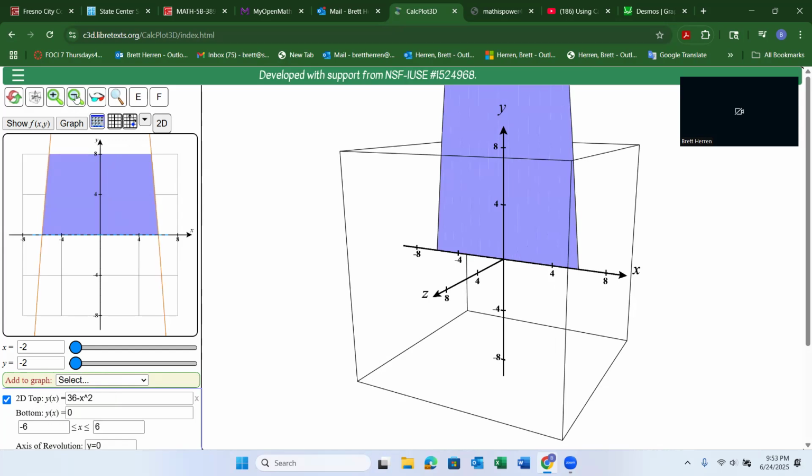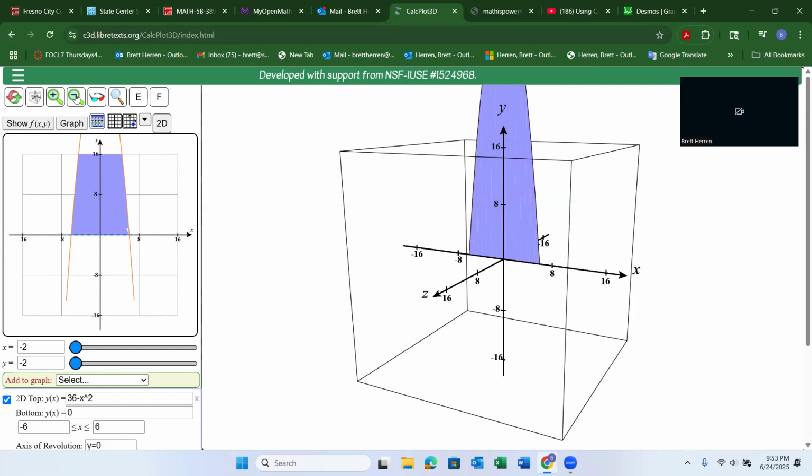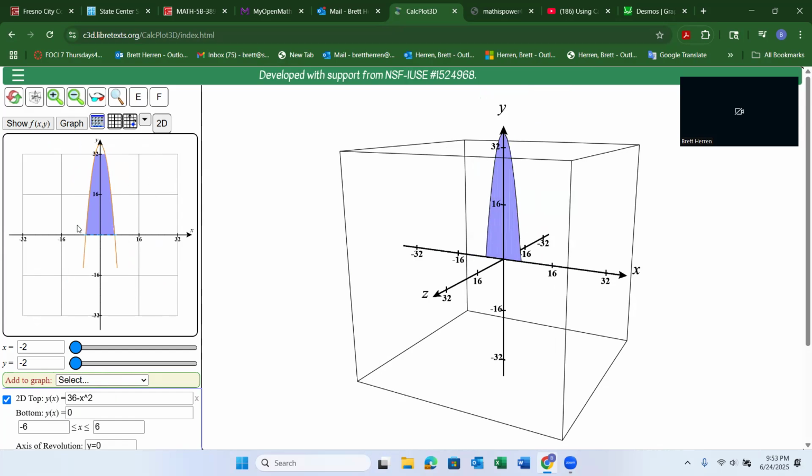Let's zoom. I'm going to hit zoom out a little bit more. Zoom out, maybe one more time. Zoom out. There we go. There's our graph. So there's our parabola. You can see it over here on the 3D image.